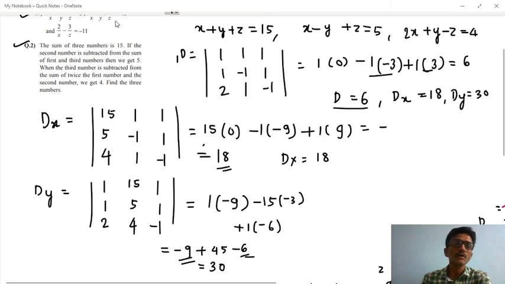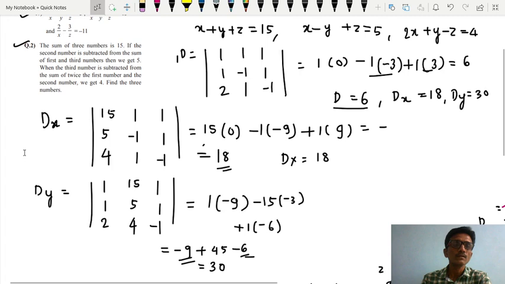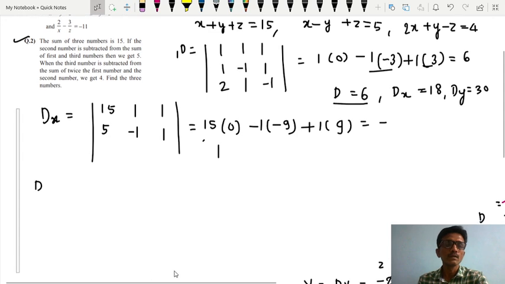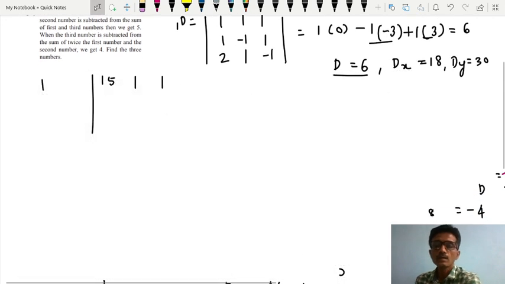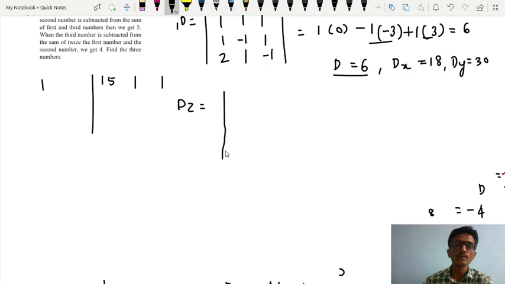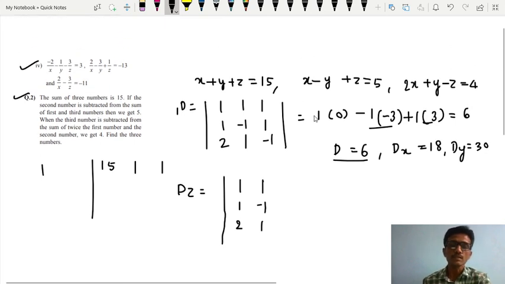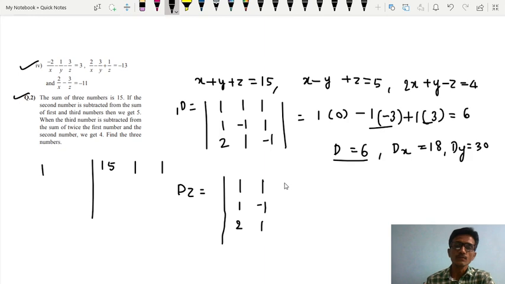Dz. So we have to find now dz. Dz is equal to 1, 1, 2, 1 minus 1, 1, and this we replace by constants. So what are the constants? 15, 5 and 4 are the constants.